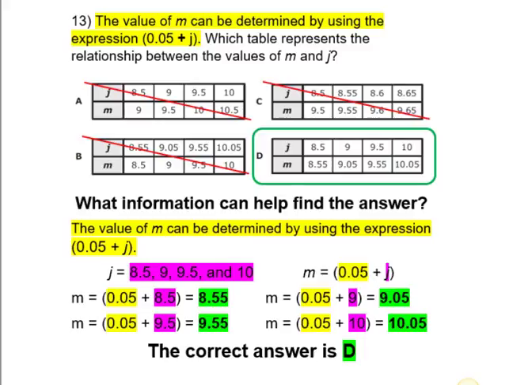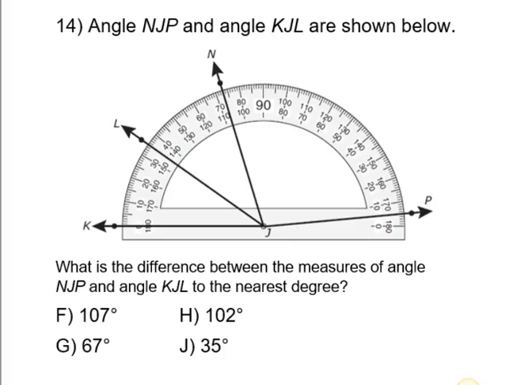Let's move to question number 14. Angle NJP and angle KJL are shown below. What is the difference between the measures of angle NJP and angle KJL to the nearest degree? F, 107 degrees, G, 67 degrees, H, 102 degrees, J, 35 degrees.